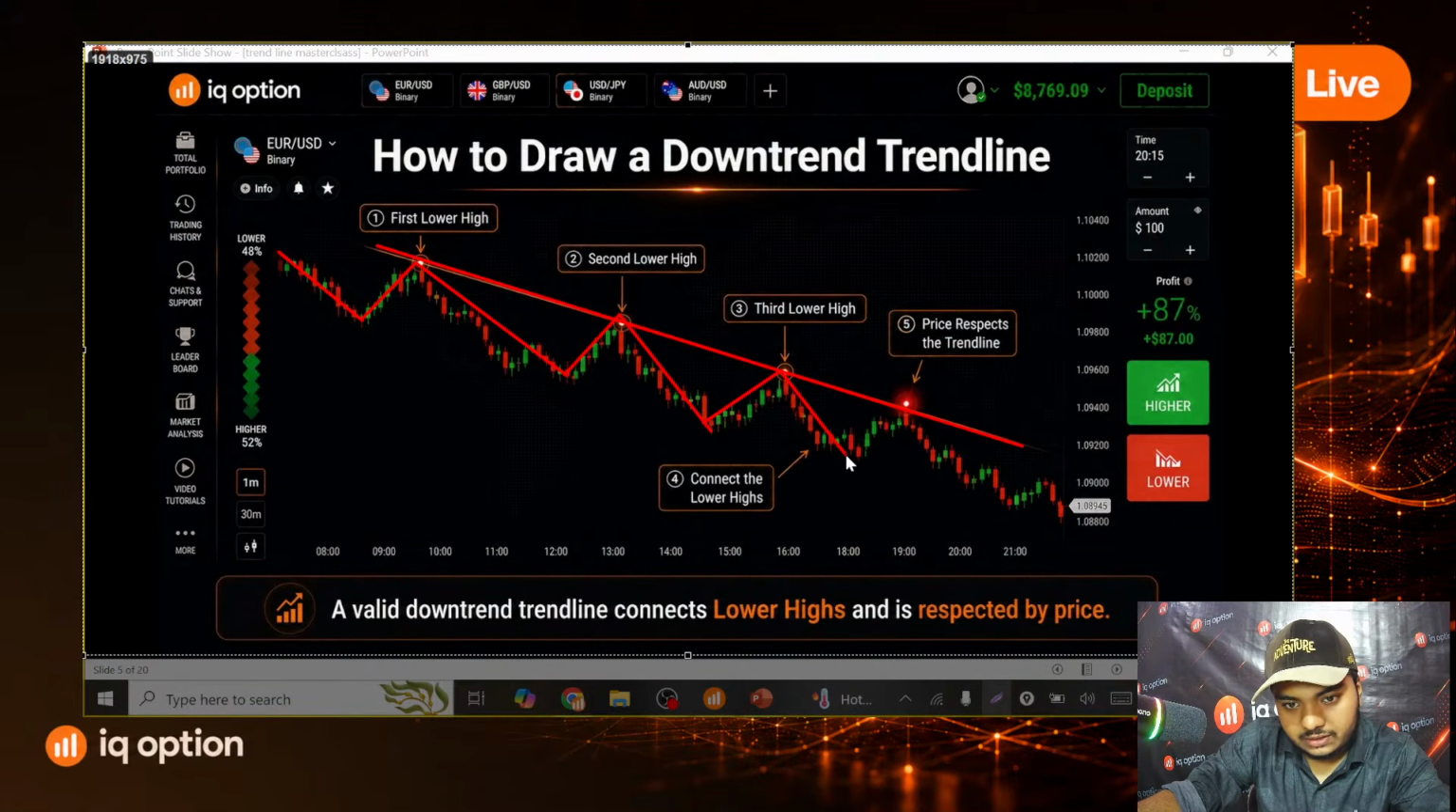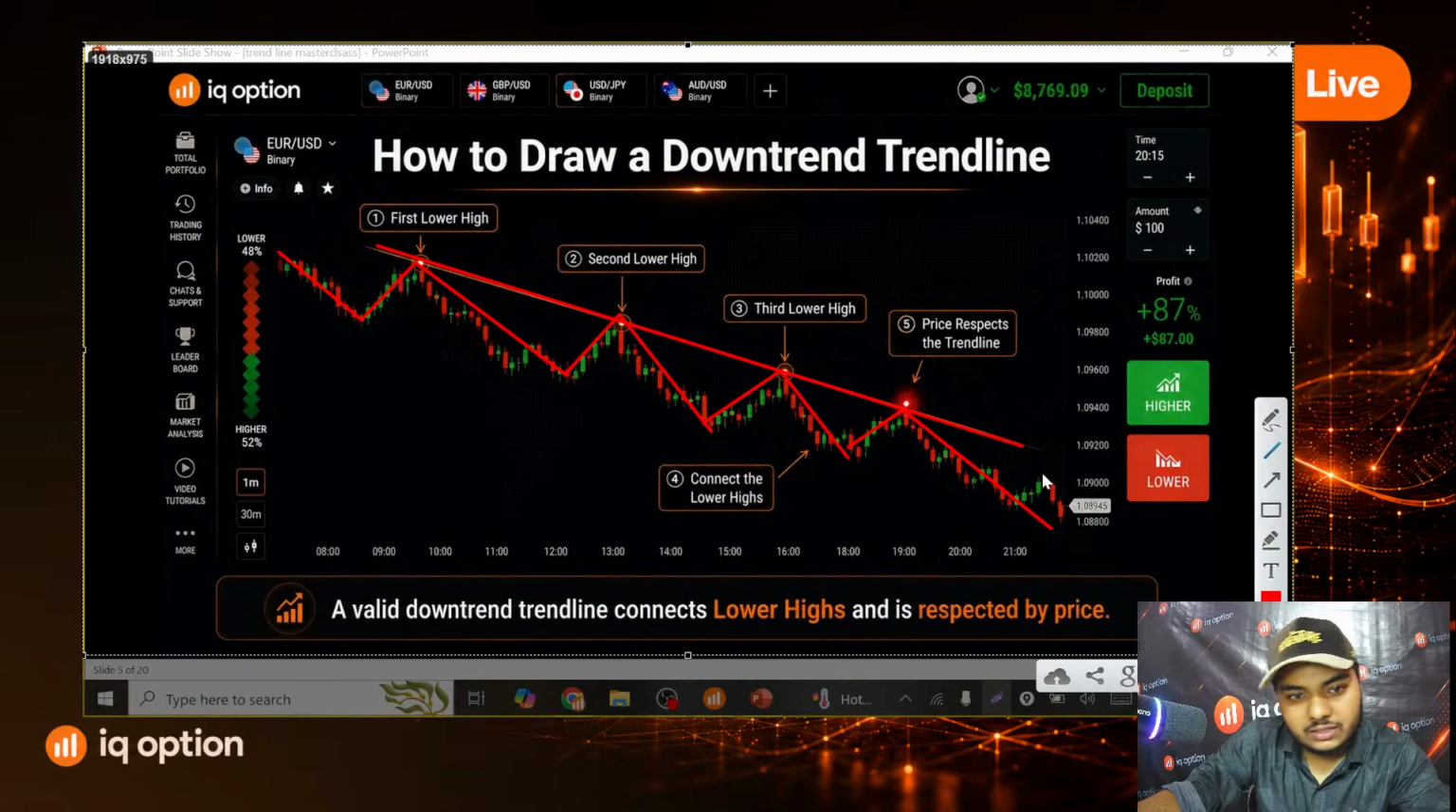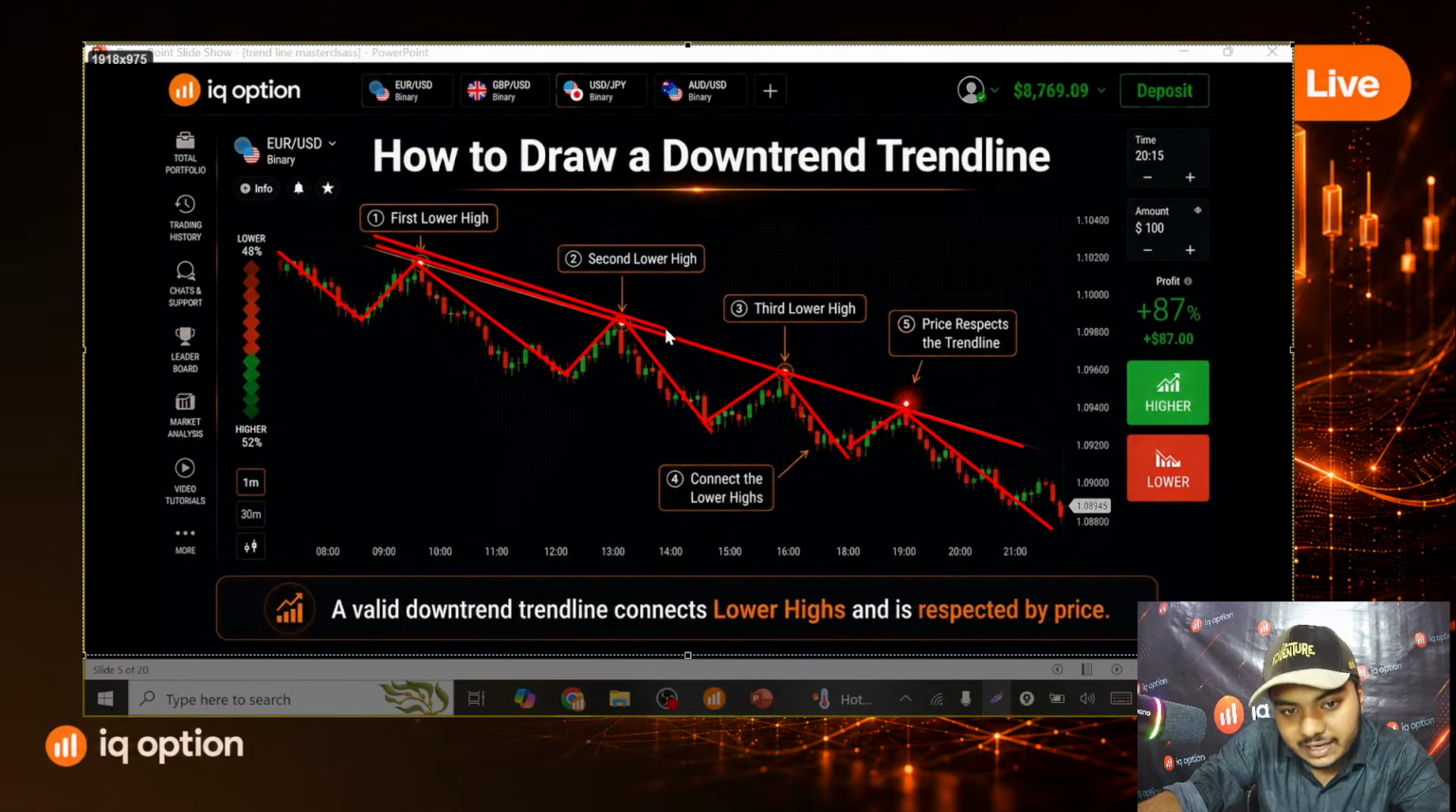First let's map the trend. The market is now making lower lows and lower highs. This is a complete and confirmed downtrend right now, and the market is respecting it. We draw from the first lower high to the second lower high, and then we leave it.